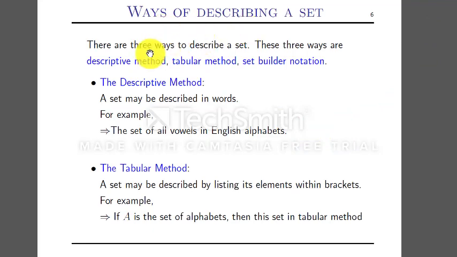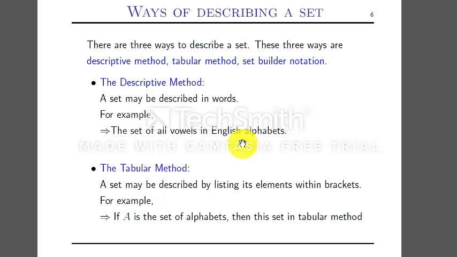Ways of describing a set. There are 3 ways to describe a set. These 3 ways are the descriptive method, the tabular method, and set builder notation. The descriptive method: a set may be described in words. For example, the set of all vowels in the English alphabet, or the set of students in the class of BA Zoology morning semester 4.